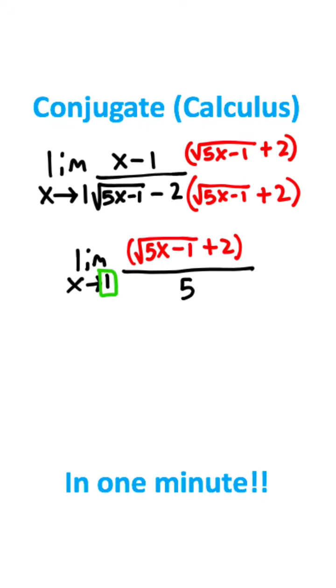I can take the 1 now and plug it in for x, since everything's simplified down as far as it will get. If I take 1 and plug it in, this will give me square root of 4 plus 2, which is 2 plus 2, which is 4. So the answer to this limit is 4/5.